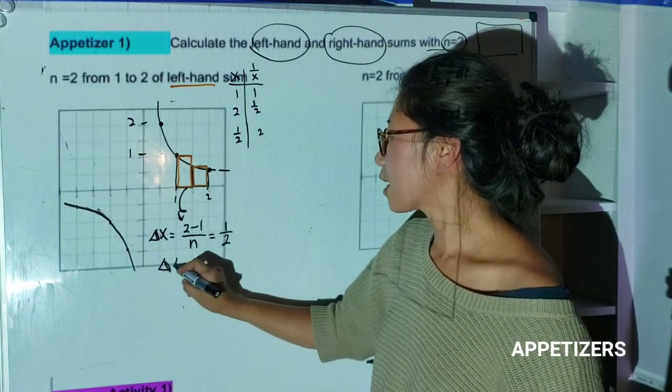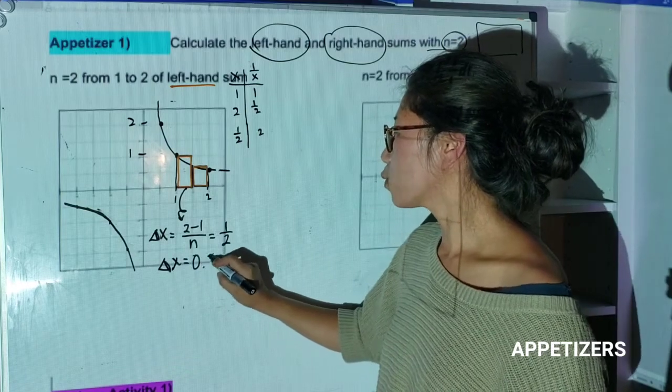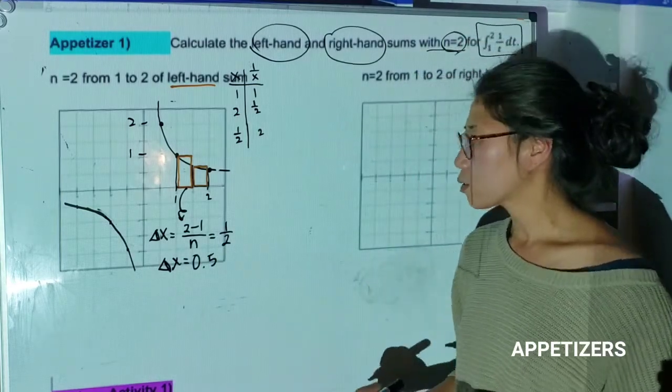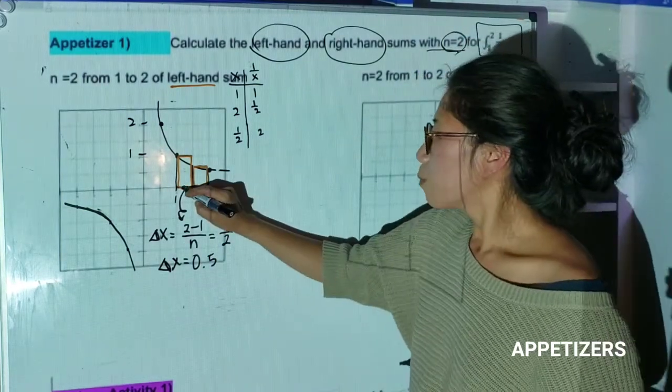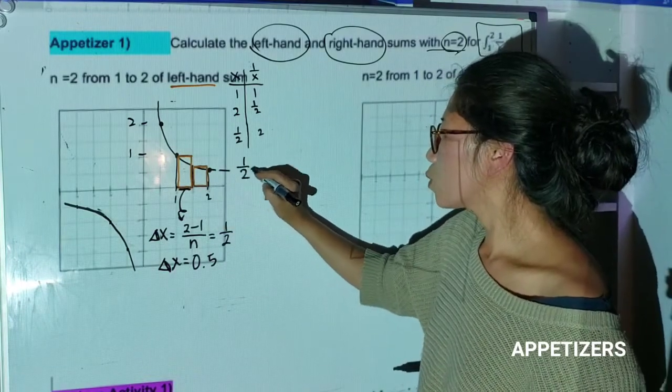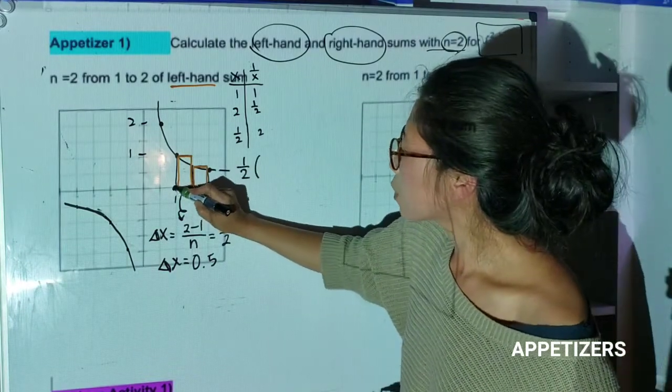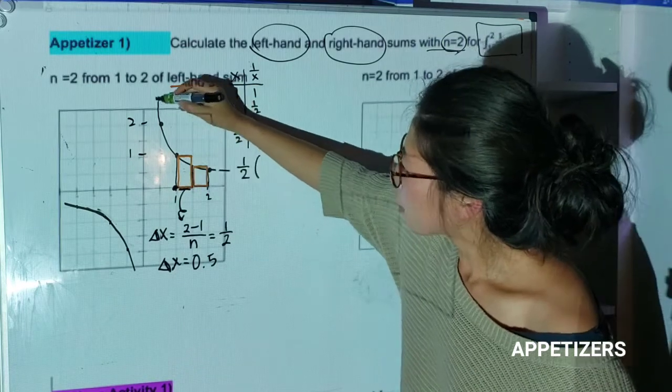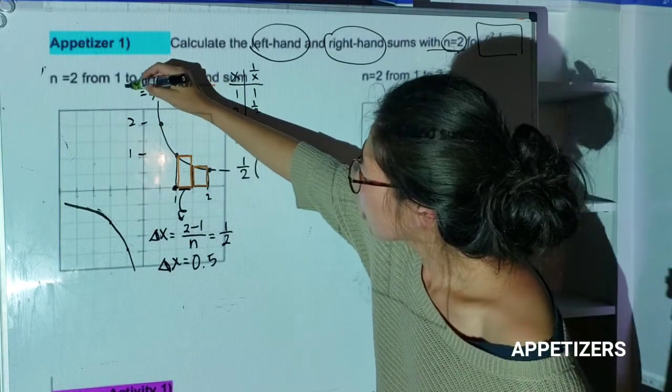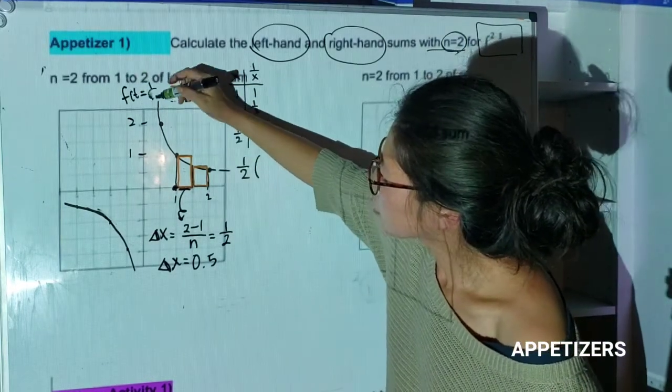So our delta x is 0.5. Some of you guys just see automatically. Yeah, that's totally like I do that too. So base is 1 over 2. Height, careful, this function input 1, and that is 1 over x function, right? Actually 1 over t function.